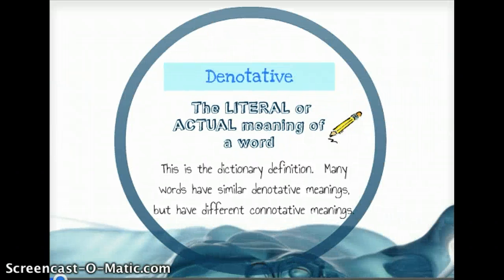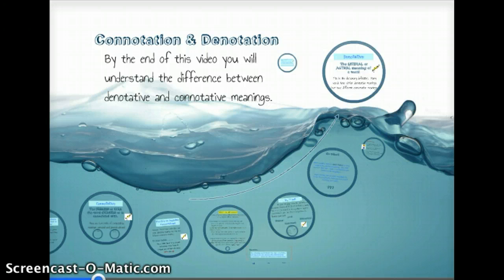Alright, let's start with denotative meanings. This is the literal or actual meaning of a word. It's the definition you'd find in the dictionary. While many words may have similar denotative meanings, they may have different connotative meanings. Now, to back up a little bit, think of word meanings like this: your denotative meaning is on the surface, whereas below the surface there's a whole world of meaning that comes from connotation. So let's dive in.